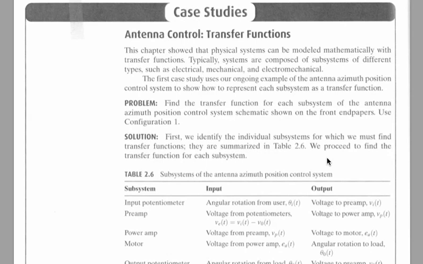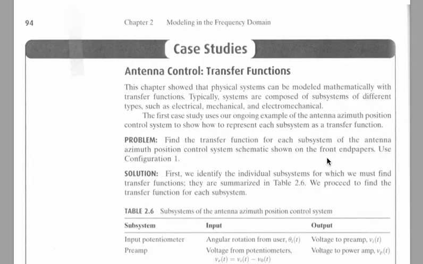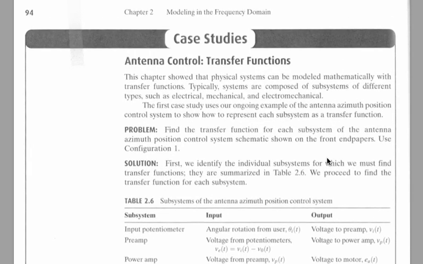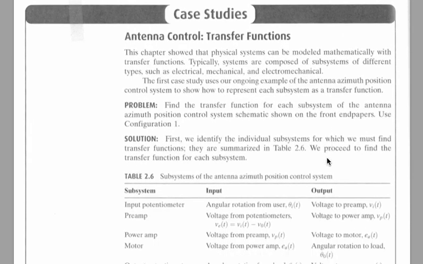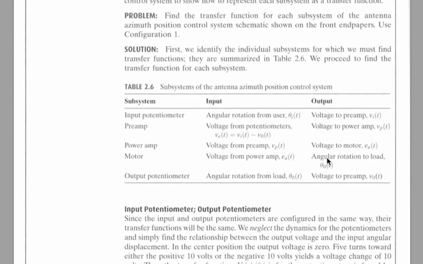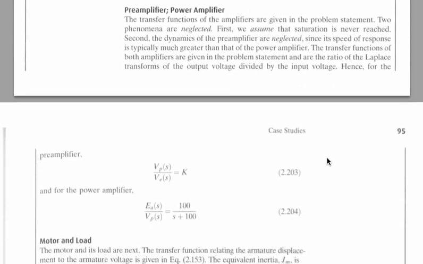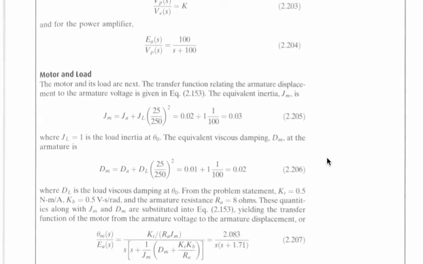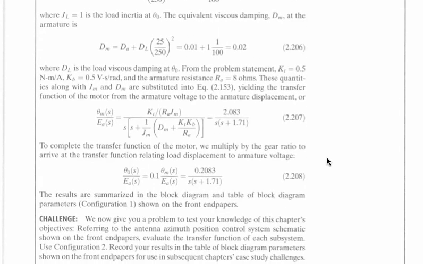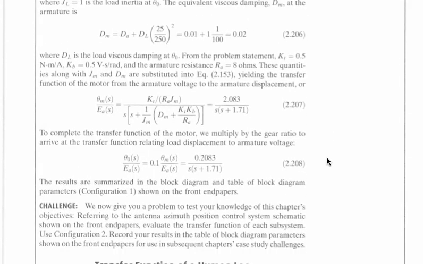The next part I'd like you to read is from page 94, which goes through the modelling and specifies how those models were achieved, what assumptions have been made, and so on, and how we come up with a transfer function for the system.